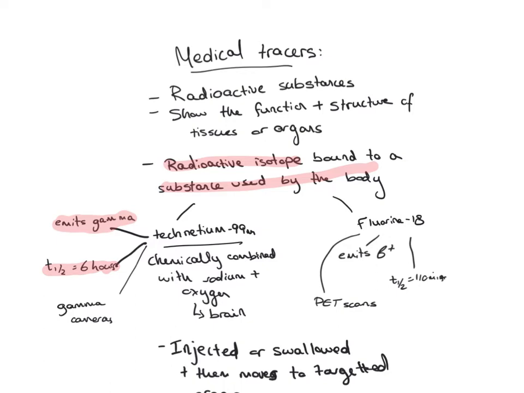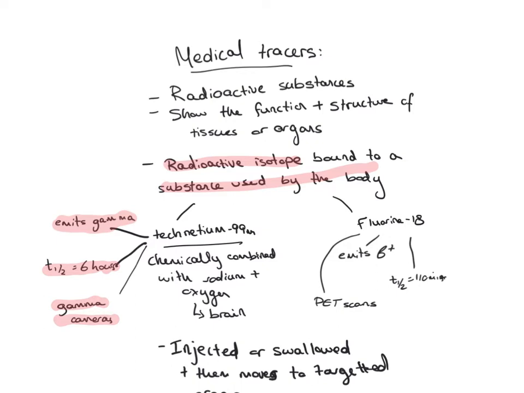Also, the fact that it has gamma radiation is easily picked up outside the body and is the least ionizing too. So that's another benefit of technetium-99. And we use it in gamma cameras, which we're going to come up to in a second.